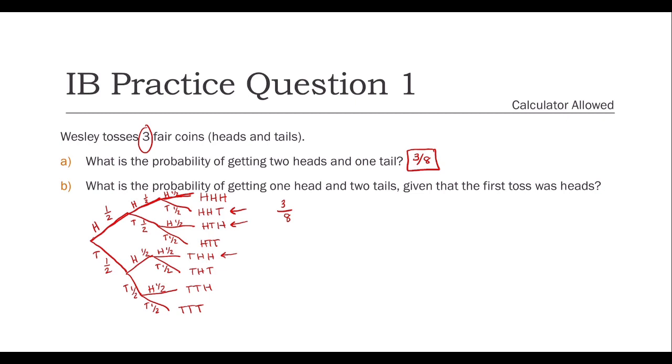For part B, it says, what's the probability of getting 1 head and 2 tails given that the first toss was heads? So we know that this is true, that it was heads first. So everything on the bottom half of this tree doesn't matter. So this time we want 1 head and 2 tails. So we'll scribble out these arrows. So on the top half of our tree, there's only 1 branch that has 1 heads and 2 tails. So of the 4 branches we have remaining, only 1 of them has 1 heads. So it would be 1/4.